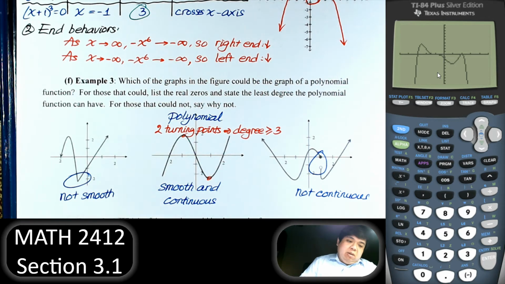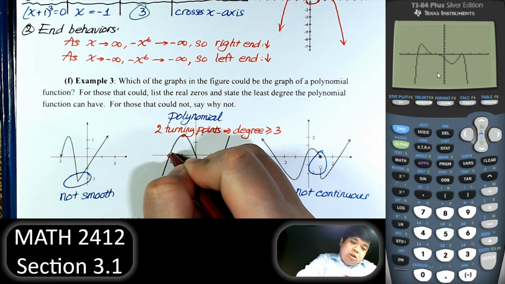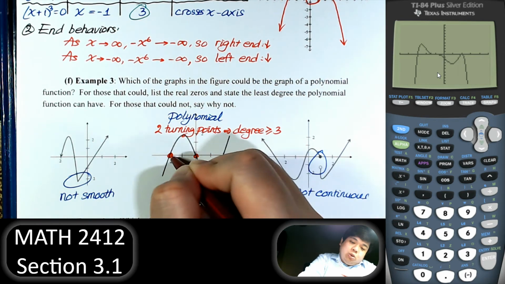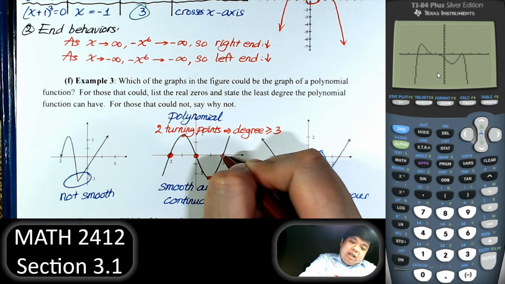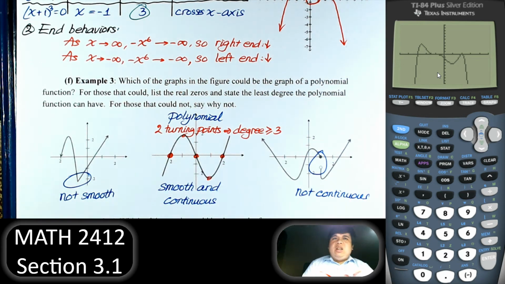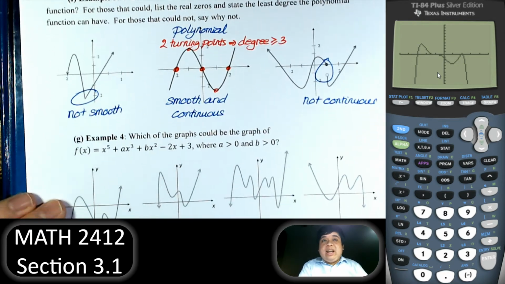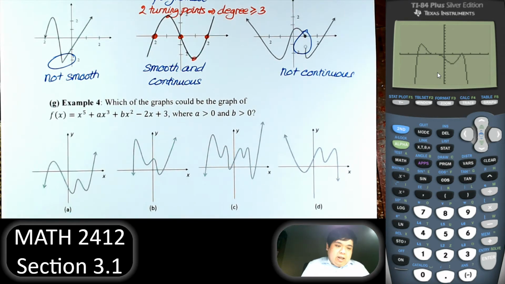And then the zeros, of course. x equal to 2, x equal to 0, x equal to -2, x equal to 0, and x equal to 2. Those are the zeros. So it's easy to determine. But if it's not smooth, it cannot be the graph of a polynomial. If it's not continuous, it cannot be the graph of a polynomial.